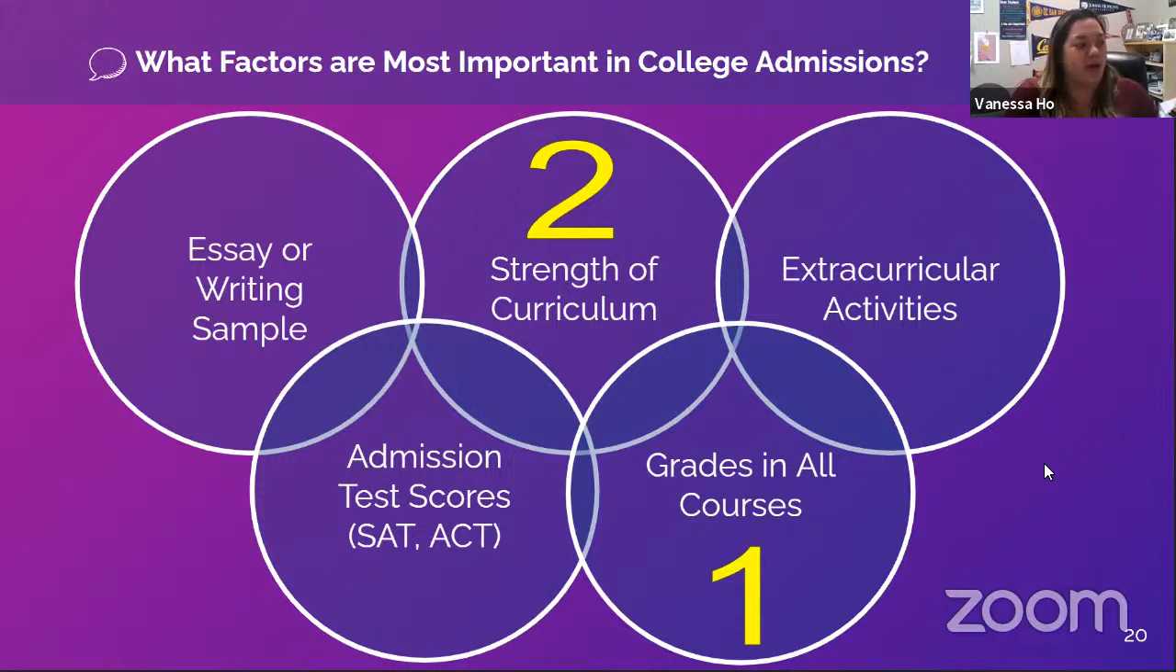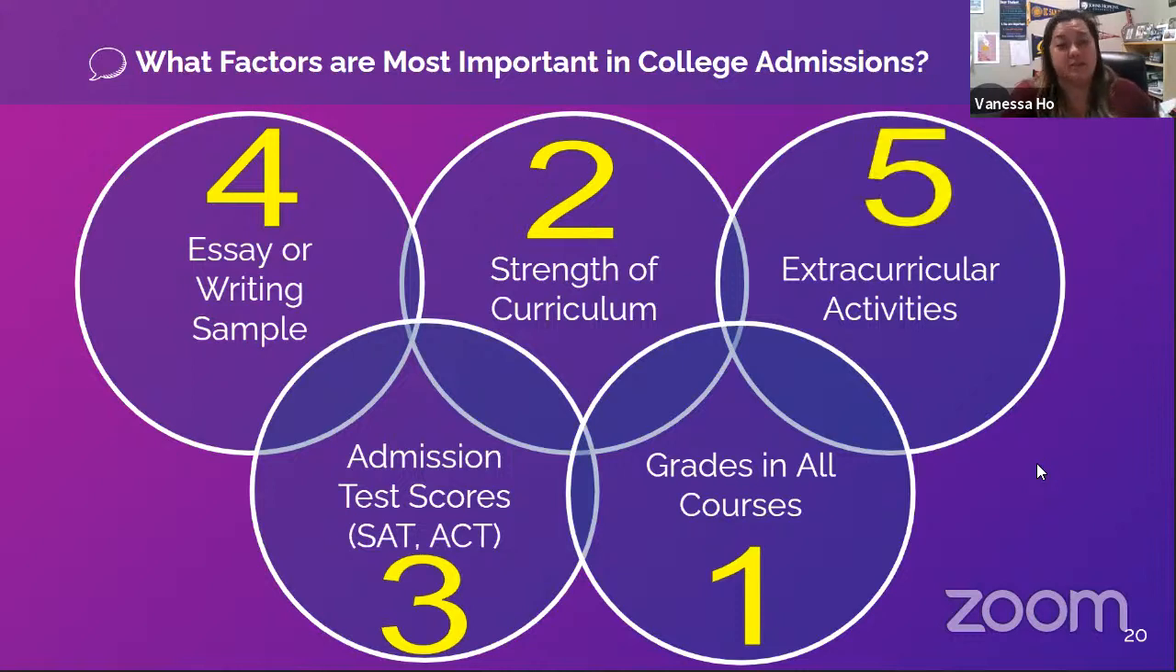Beyond that, their test scores tend to be a factor. Obviously with COVID, testing has become an issue, so I wouldn't worry too much about that right now. Essays and extracurriculars are next. All of these things are important in college admissions, but what I always like to stress is how the grades and strength of curriculum work together. You want students to have strong grades, but you also want them to have rigor. Finding that balance between the two matters, because if they have rigor but don't have strong grades, that's not going to be to their benefit either.